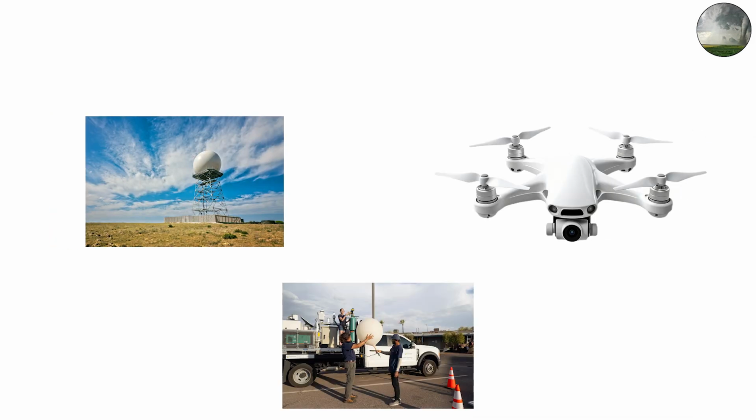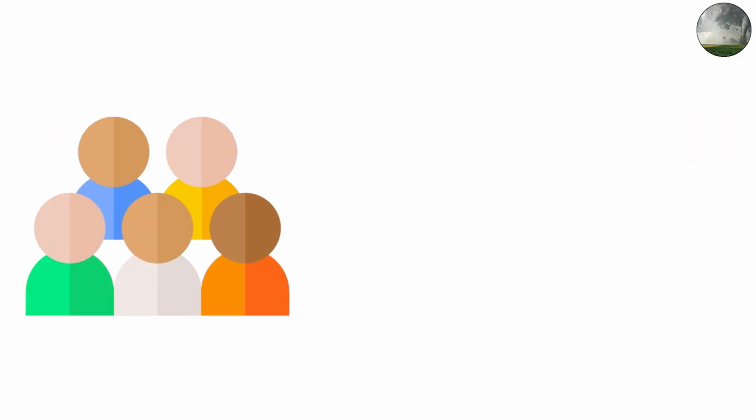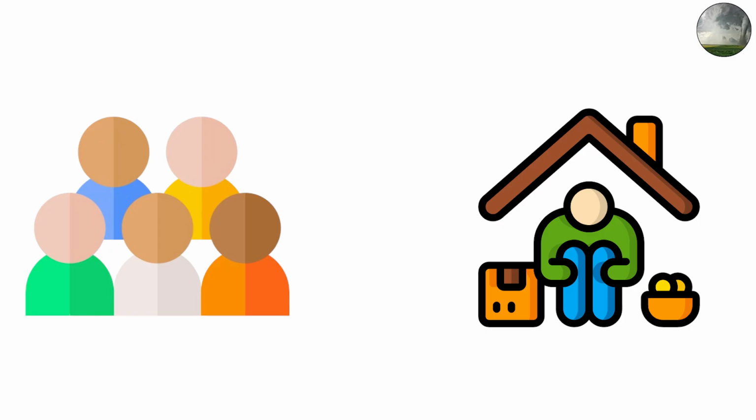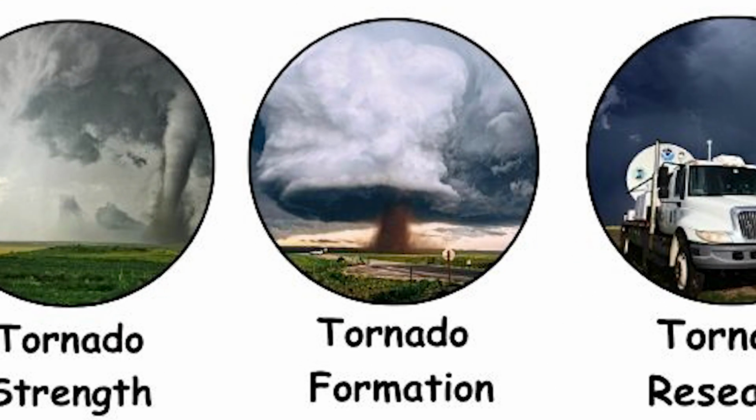Scientists use Doppler radar, drones, and mobile weather labs to study these storms in real time. This research has greatly improved early warning systems, giving people precious minutes to take shelter before impact. The core of tornado formation.